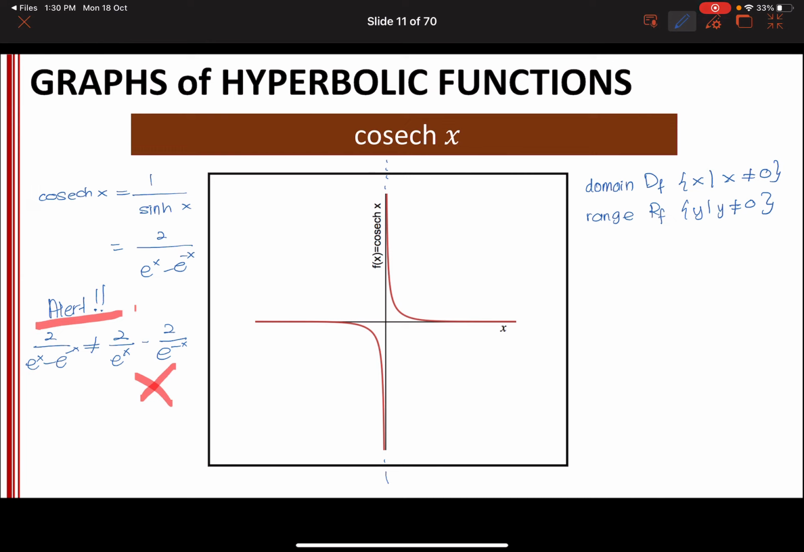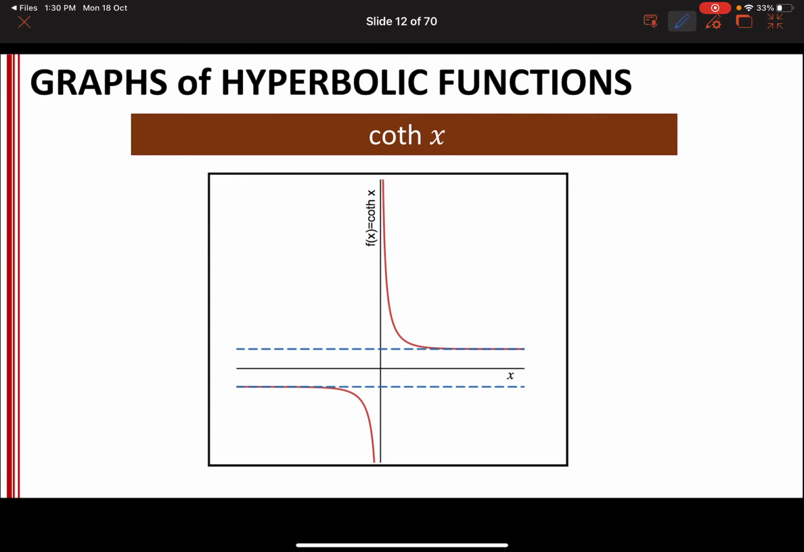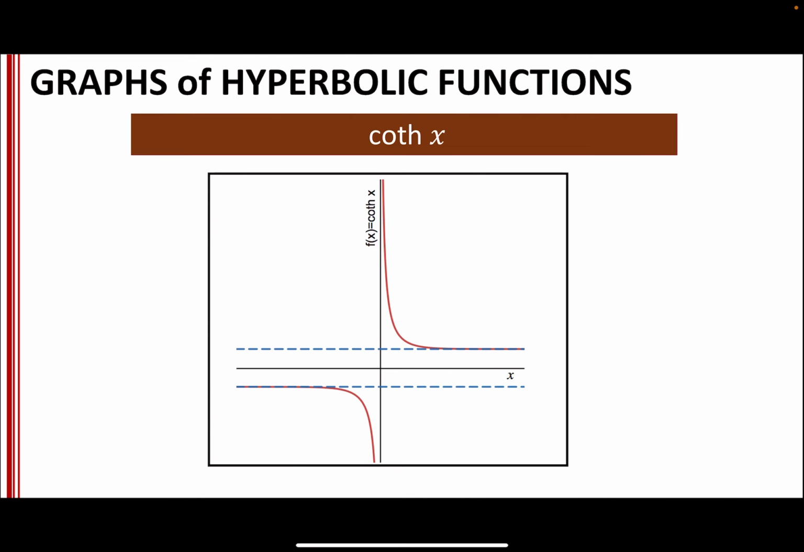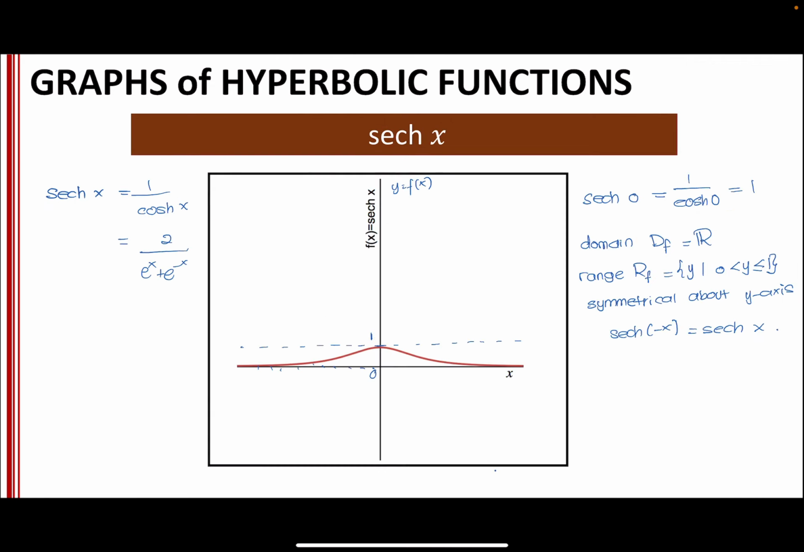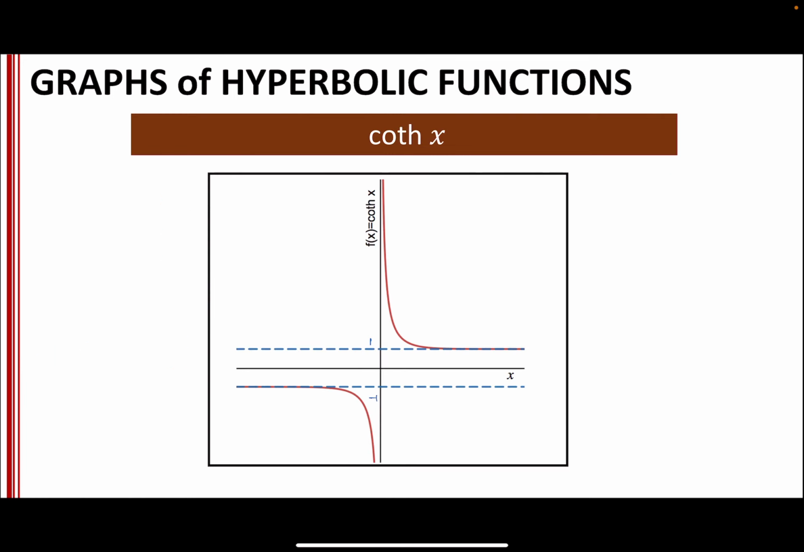Okay, the next one is cotangent hyperbolic. You see that we have here 1 and negative 1, since it comes from the tangent hyperbolic. The tangent hyperbolic has asymptotes y equal to negative 1 and 1. For the cotangent hyperbolic, we know that cotangent hyperbolic x is equal to 1 over tangent hyperbolic x. So it is equal to exponent x plus exponent negative x over exponent x minus exponent negative x.